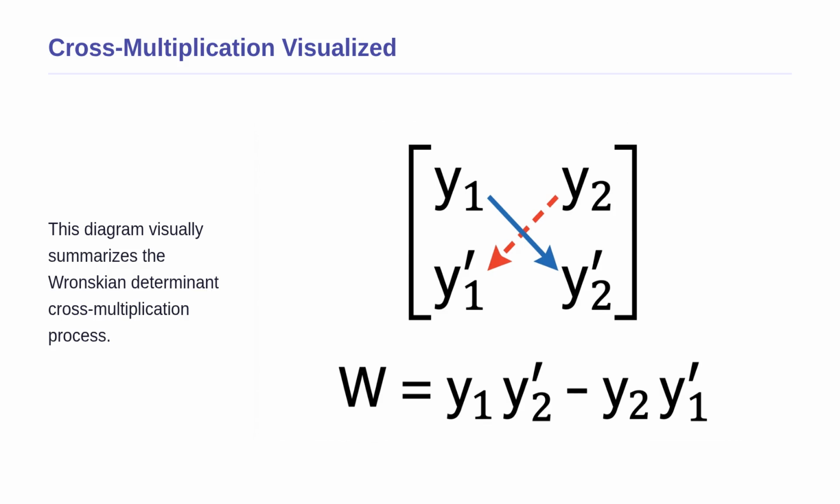To make this formula easier to remember, let us visualize the cross-multiplication process. Here you can see the determinant grid we just discussed. The solid blue arrow represents the first positive multiplication step, connecting the top left function to the bottom right derivative. The red dashed arrow represents the second multiplication step, which is always subtracted from the first. By memorizing this simple visual cross pattern, you can easily construct the Wronskian formula for any pair of functions without having to look it up in a textbook. This visual trick will save you a lot of time during exams.